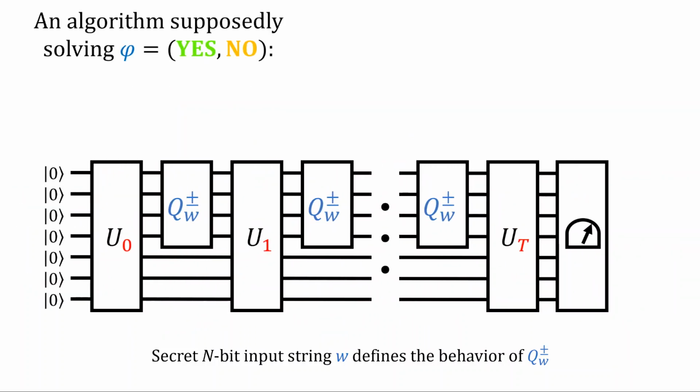Okay, so now let's say you have some algorithm that supposedly solves this decision problem phi, which has two sets of strings, yes or no. And by the way, you can assume that it always starts out with all qubits initialized to zeros. And let me mention also that this is a fixed algorithm, and it differs for differing input strings w through the behavior of Q sub w. So no matter what the input is, these unitaries are the same, but different things happen because Q sub w implements a different unitary transformation depending on what the input w is.